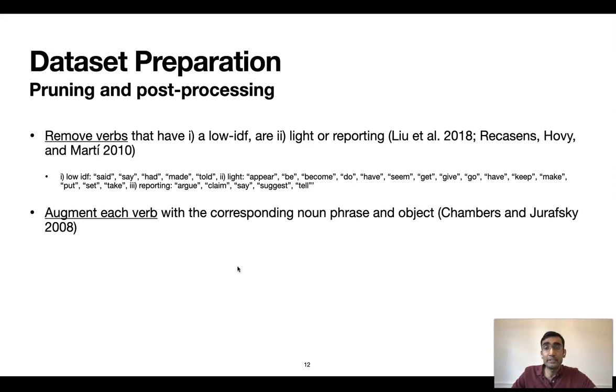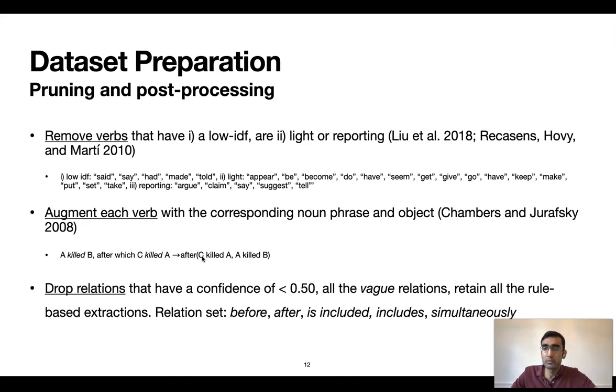Then we augment each verb with a corresponding noun phrase and the object following Chambers and Jurafsky's work. So going back to the example that I showed in the previous slide, suppose the sentence is A killed B, after which C killed A. We now annotate each verb, for example, kill, with the object A and the noun phrase C. So that kind of adds more context, makes it more unambiguous.